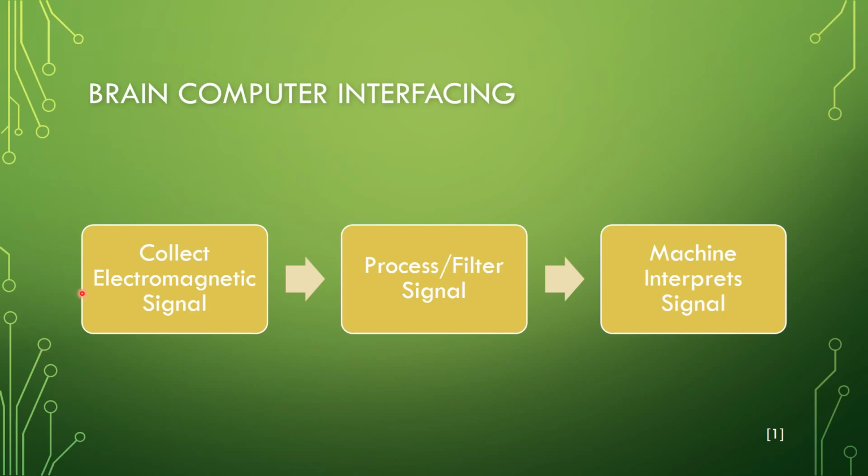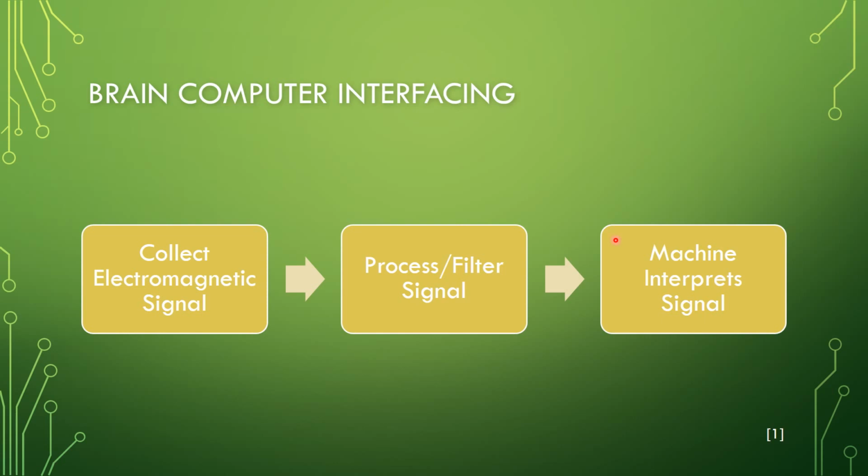First, you collect an electromagnetic signal created by your brain. Then, you process and filter this signal for any features and to get rid of any noise that might be involved. Finally, a machine interprets this signal, and that interpretation is used as a command for the machine.